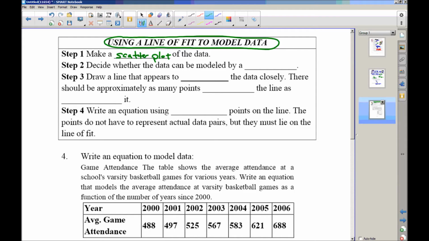Step 2 is decide whether the data can be modeled by a line. If it can't, then we're done. So in other words, if there's no correlation, we don't have to worry about it. Okay. Step 3, draw a line that appears to model the data closely.